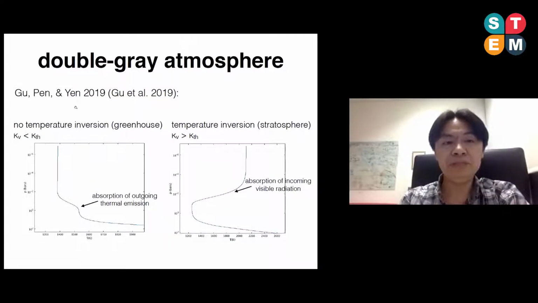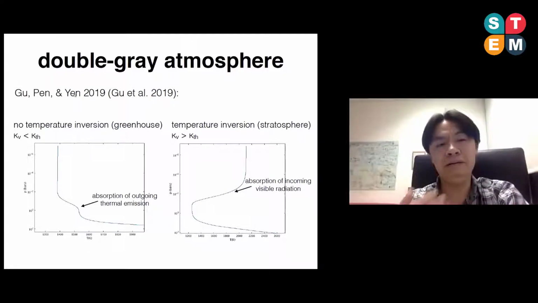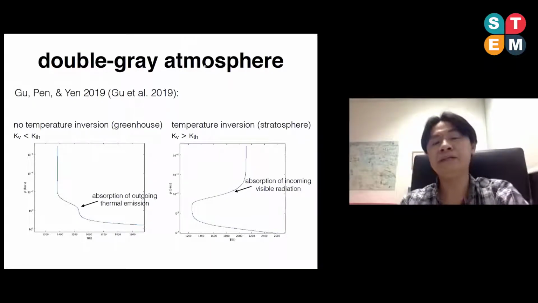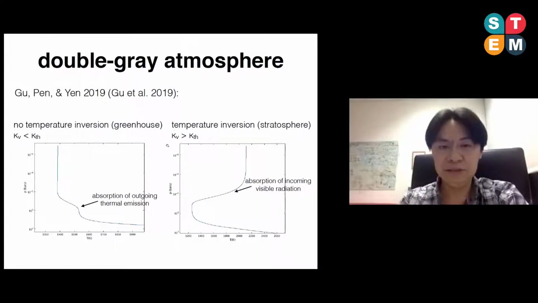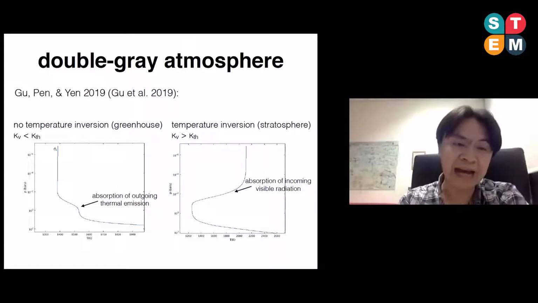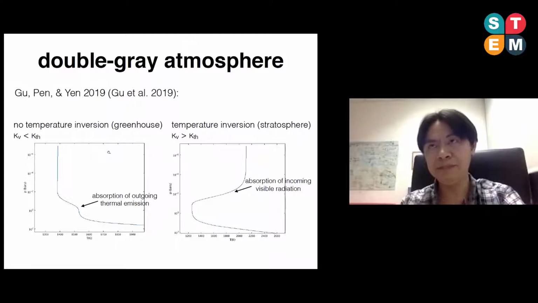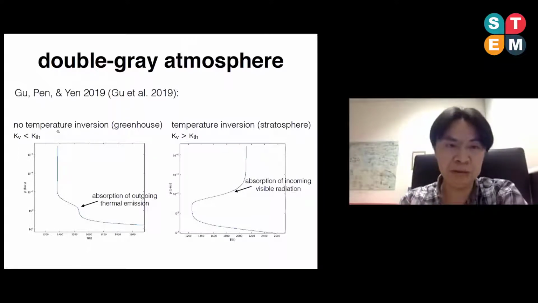In collaboration with Pin and Yan, we constructed a model for the atmosphere, the so-called double gray atmosphere, because there are two opacities. As shown by these two figures, the temperature profile is a function of height, where the height is indicated by the pressure. It turns out the atmospheric structure, or temperature profile, depends on the competition between these two opacities.